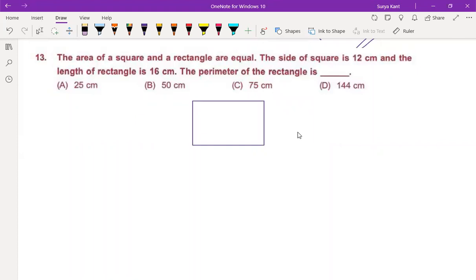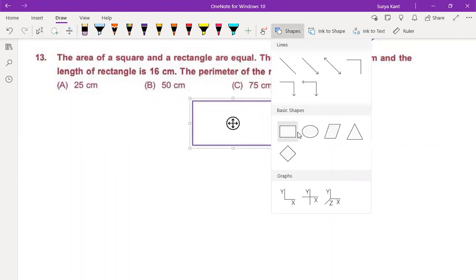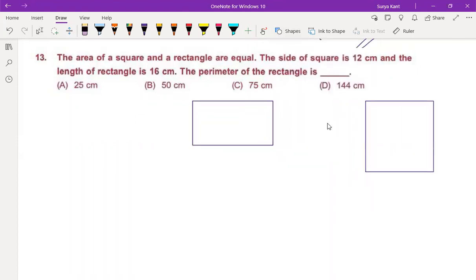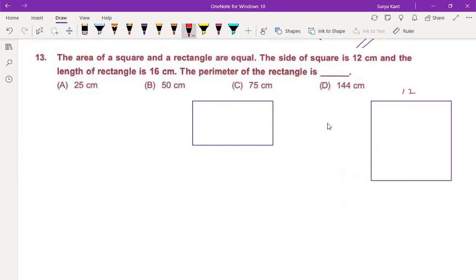This is the rectangle. This one is the square. So both are equal, right? Both areas are equal. Next, they've given the side of a square is 12. And the length of the rectangle is 16 centimeter. So find the perimeter of the rectangle.